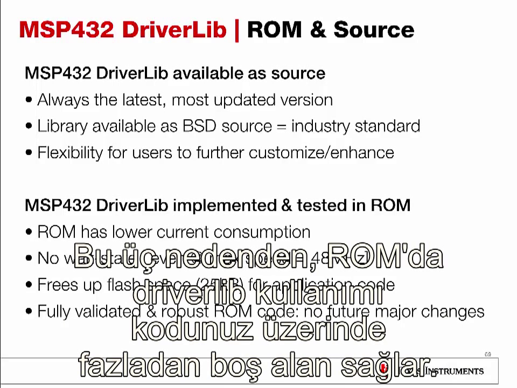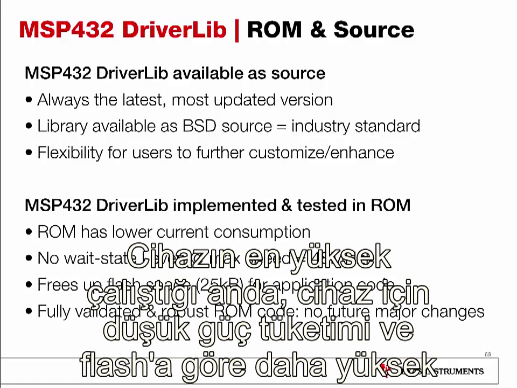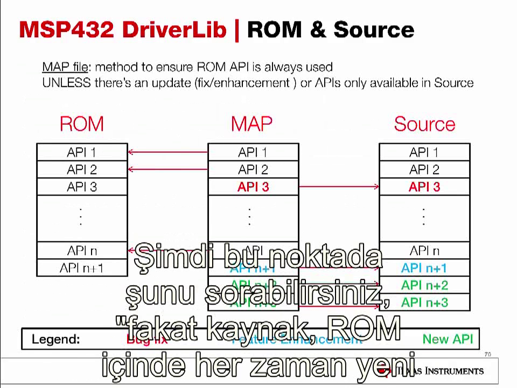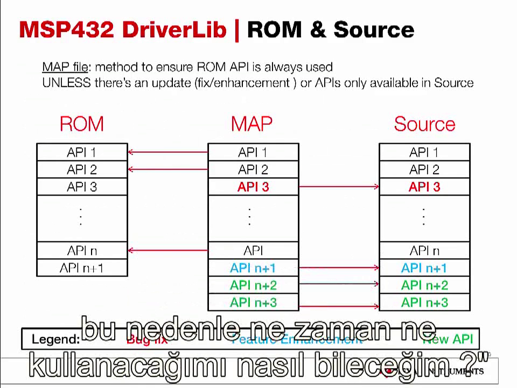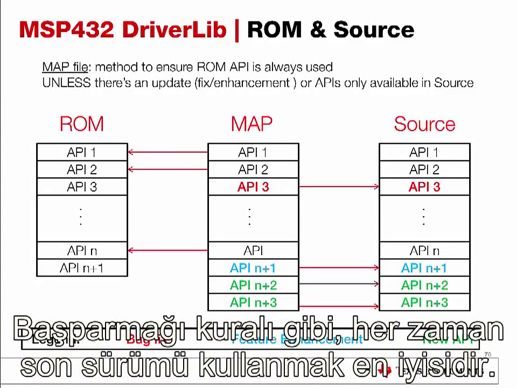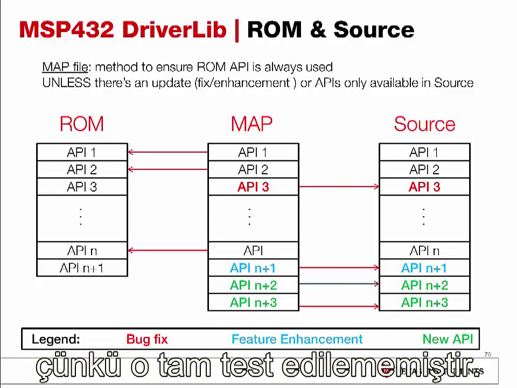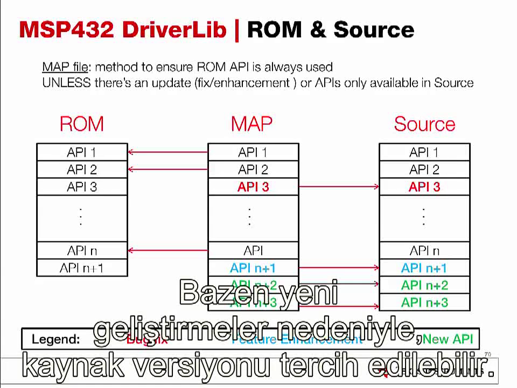With these three reasons, using DriverLib in ROM will free up space for your code, consume less power for the device, and can perform at a higher speed compared to Flash when the device is running at maximum speed. Now at this point you might ask, but the source is always newer than the ROM, so how do I know when to use what? As a rule of thumb, it is always best to use the latest version. Most of the time ROM APIs will not be changed because they have been fully tested, but sometimes due to new enhancements, the source version might be preferable.